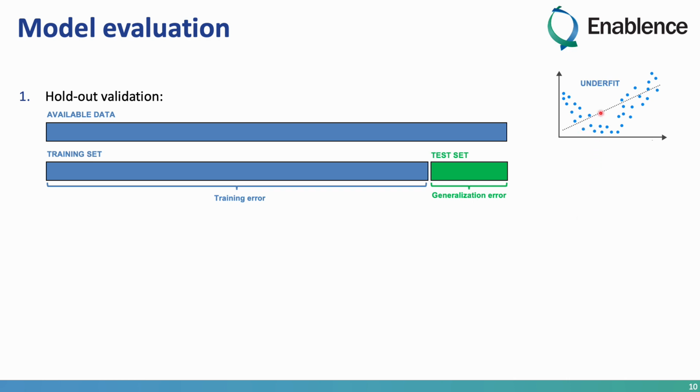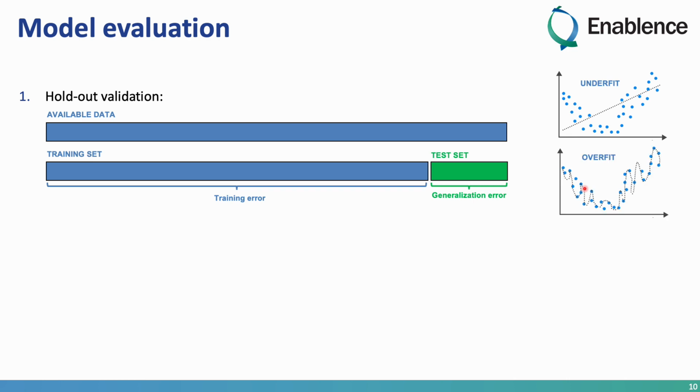In other words, the selected model is too simple to capture the structure of the data. In the example shown here, we've chosen a linear model where the data is clearly nonlinear. And the solution is to choose a more powerful model with more parameters.